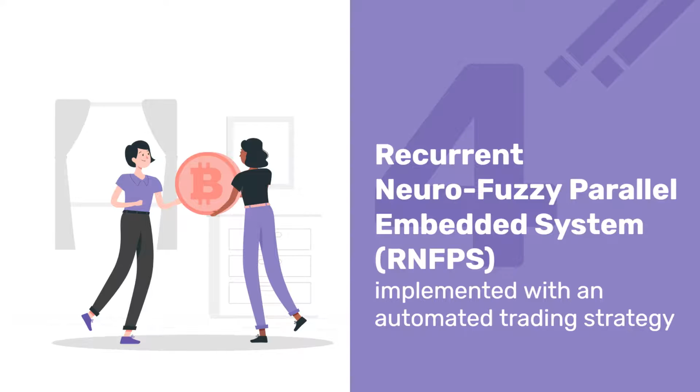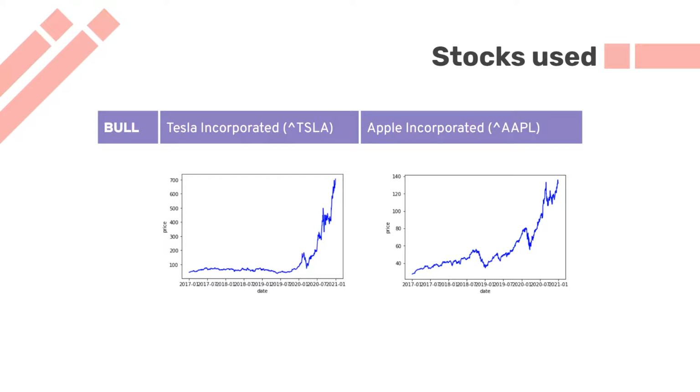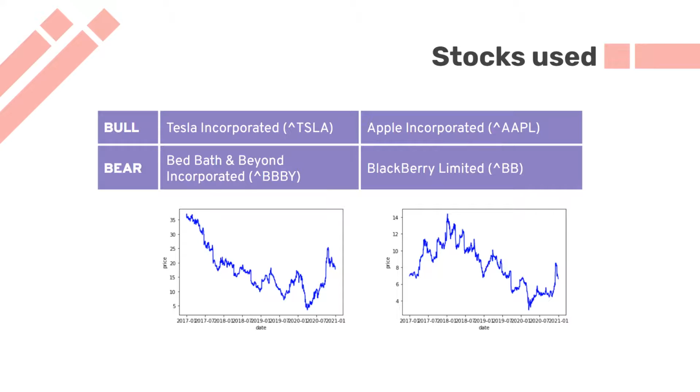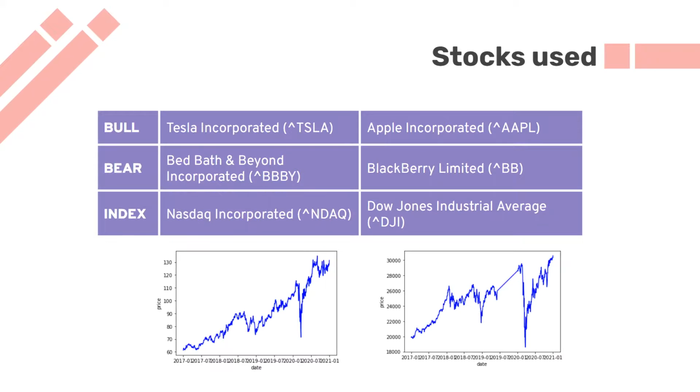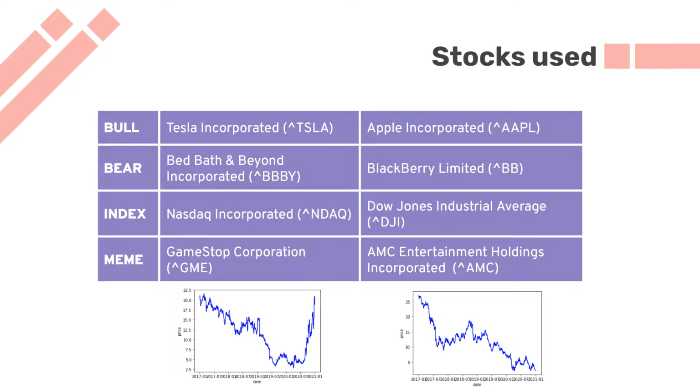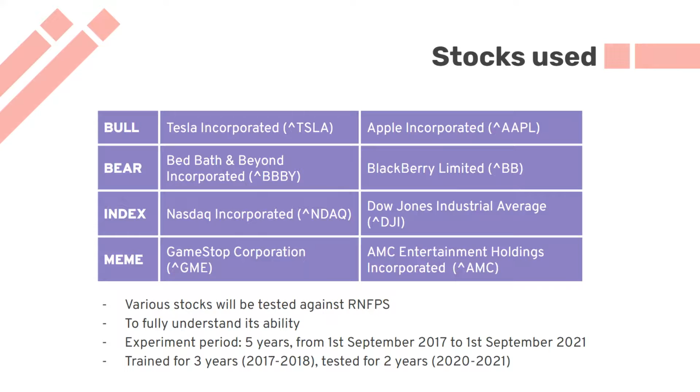Next, we'll be introducing the automated trading strategy, where a user can select a particular stock they are interested in, and RNFPS will predict the closing price in the future, and a genetic algorithm will be introduced to calculate the best time to sell once it detects a drop, and vice versa. The stocks selected to test the strategy include Tesla and Apple under bull market, Bed Bath & Beyond and BlackBerry under bear market, Nasdaq and Dow Jones under index stocks, and GameStop and AMC under meme stocks. Various stocks will be tested against RNFPS to fully understand the accuracy.